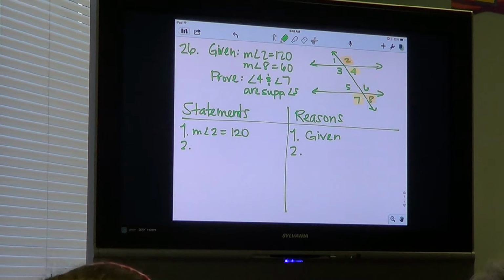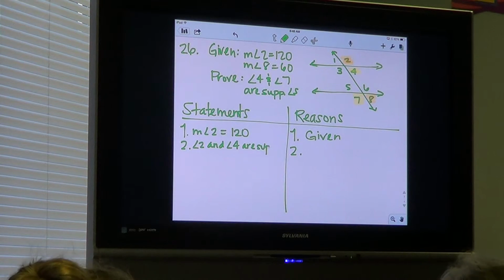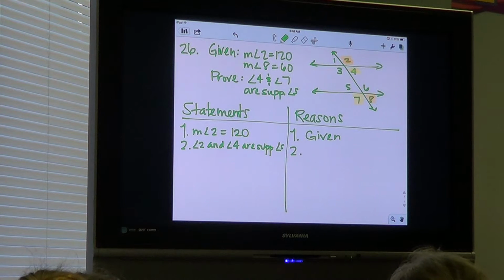Mac? Well, angle 2 and angle 4 are supplementary, so you could figure out what the measure of 4 is. Good? How do I know that they are supplementary? I think it's definition of supplementary angle. I think it's a, oh yeah? No? Never mind. I think it was at the beginning. You had it on your quiz, if I remember correctly.